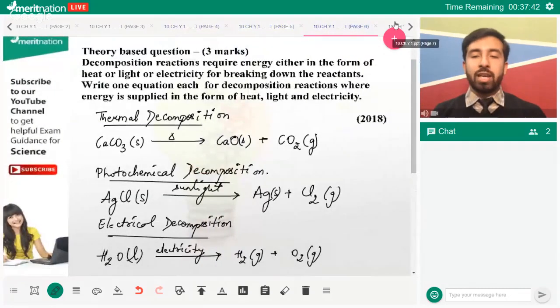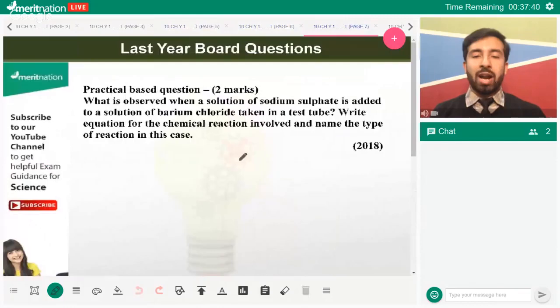Okay, moving on to the next question, which is a practical based question that was asked in last year's board exam. This question generally carries 2 marks, and it was asked from the experiment of sodium sulfate and barium chloride. So let's read what the question is. What is observed when a solution of sodium sulfate is added to a solution of barium chloride taken in a test tube? Write the equation for the chemical reaction involved and name the type of the reaction in this case.